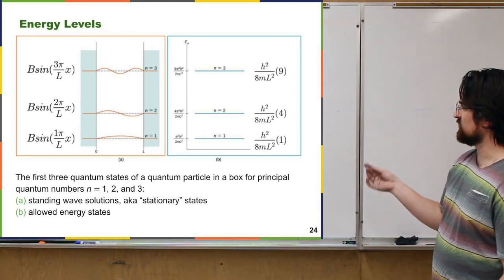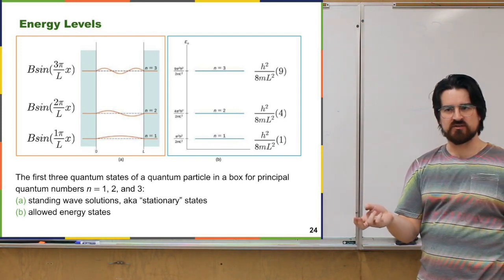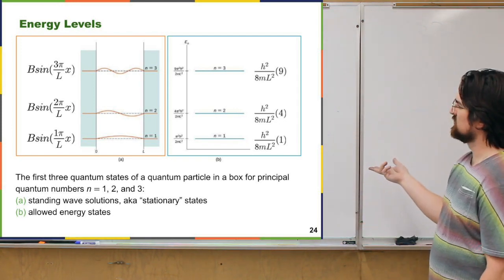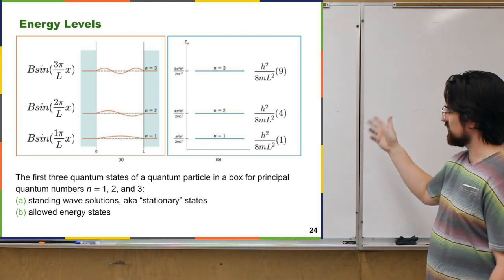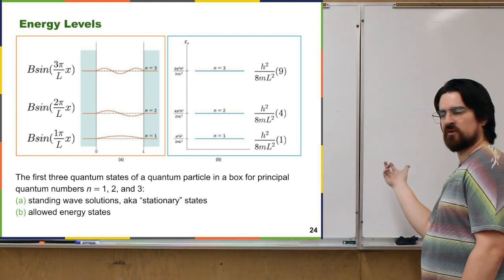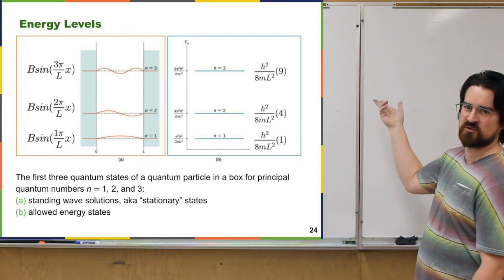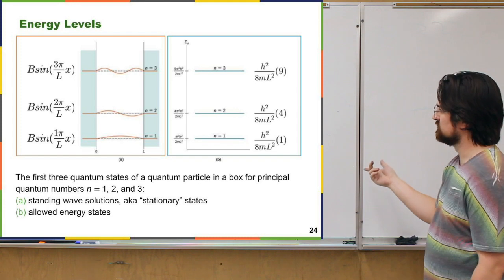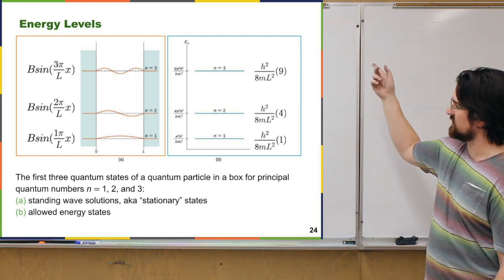Which also means that it can only gain or lose certain quantities of energy too. If it's in the ground state, then it needs to gain 3 times that h squared over 8 m l squared, 3 times that amount in order to get up to the next state, ground state to the first excited state. Or it could gain 8 times that amount and get up to the second excited state.